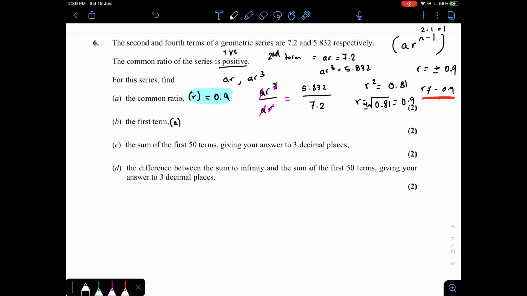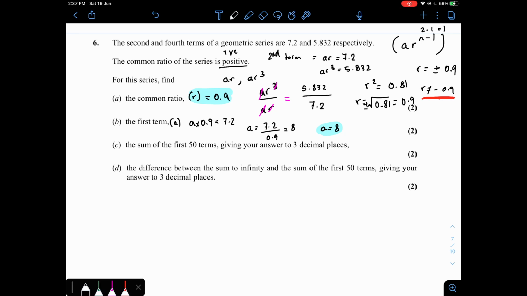So we can write AR equals 7.2. So A times 0.9 equals 7.2. So A equals 7.2 divided by 0.9, which equals 8. So A equals 8. That is our answer for this. Now, they tell you to find the sum of the first 50 terms, giving your answer to 3 decimal places.